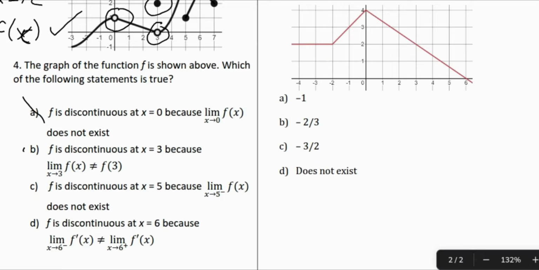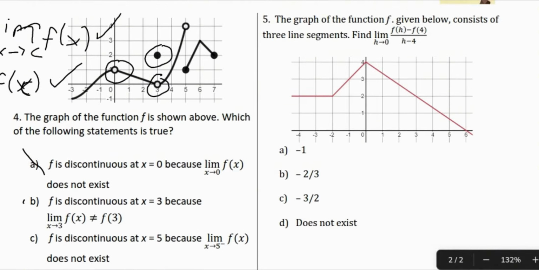F is discontinuous at x equals 5 because the limit from the left of f of x does not exist. Remember, when it has a 5 and then a little negative, that means it's from the left. So looking at x equals 5, we're just looking at the value from the left, and that is 4. Now, that does exist, so this answer choice is just completely wrong. It would really need to consider both the left and the right for the limit. So this is wrong.